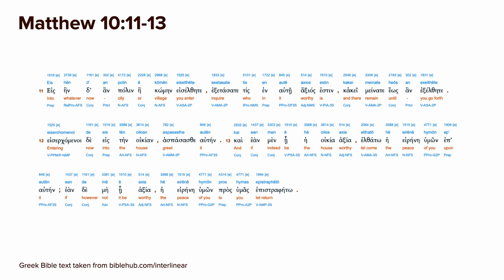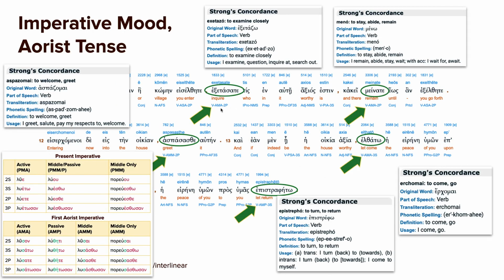All right, let's go ahead and read Matthew 10, verses 11 through 13. Eis hen d' an polin, ē kōmēn, eisēlthete, exetasate tis en autē axios estin. Kakei meinate, heōs an exelthēte. Eisercho menoi de eis tēn oikian, aspasasthe autēn. Kai ean men ē hē oikia axia, elthatō hē eirēnē hymōn ep' autēn. Ean de mē ē axia, hē eirēnē hymōn pros hymas epistraphētō.